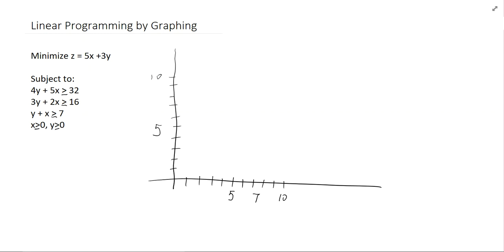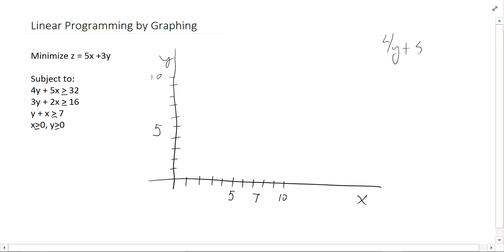Those last two standard constraints, y is greater than 0 and x is greater than 0, mean that we're dealing here in the first quadrant. We want to start by graphing each of those three equations, first 4y plus 5x equals 32. One of the nice ways to do that is to look at the intercepts. If y equals 0, then our equation becomes 5x equals 32, so x would be 32 divided by 5, which is 6.4.